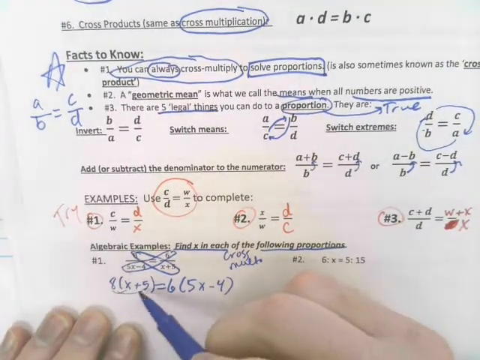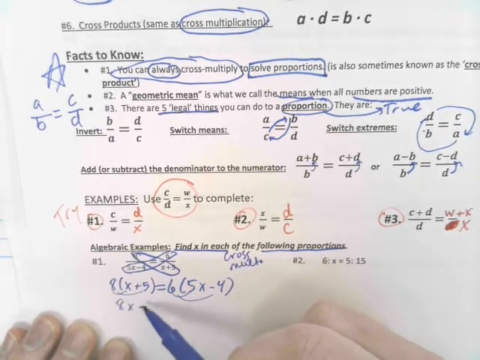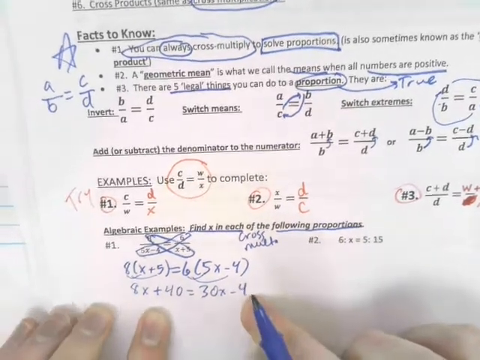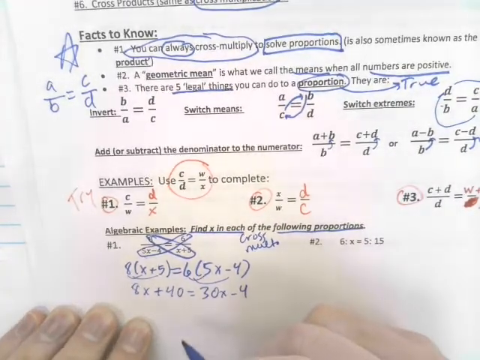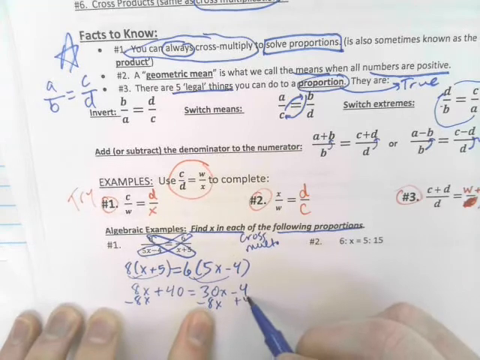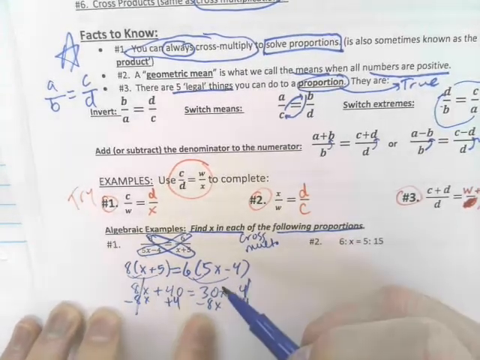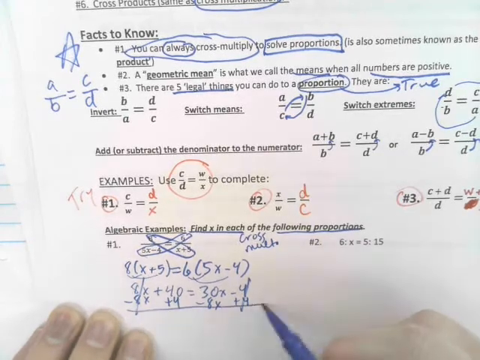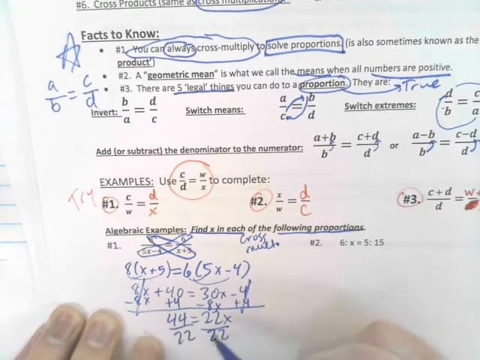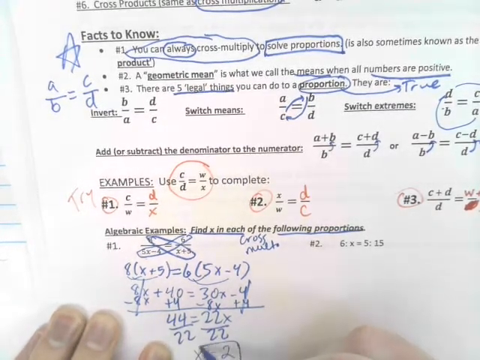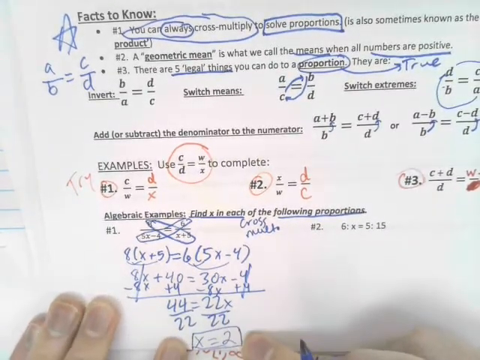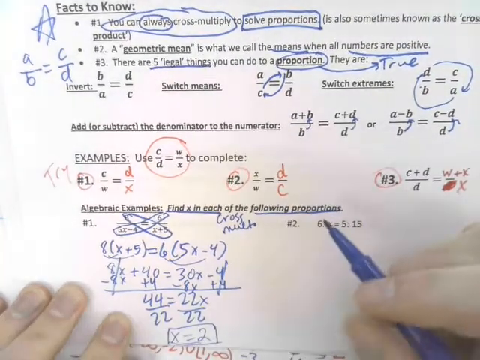So then we distribute on both these. You get 8x plus 40 equals 30x minus 4. And again, pro tip, I always try to keep the x positive because I know I'm going to have to divide at the end. So I'm going to subtract 8x over, which means I'm going to need to add 4 over to this side. If I'm bringing the x to the right, I need to move the regular numbers to the left. So 44 equals 22x. Divide by 22. And some of you guys have already had a chance to solve it. We know we get x equals 2.